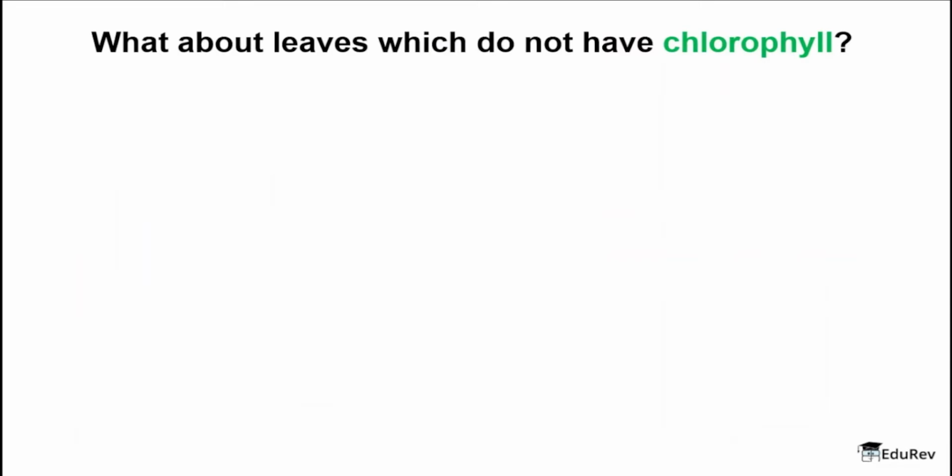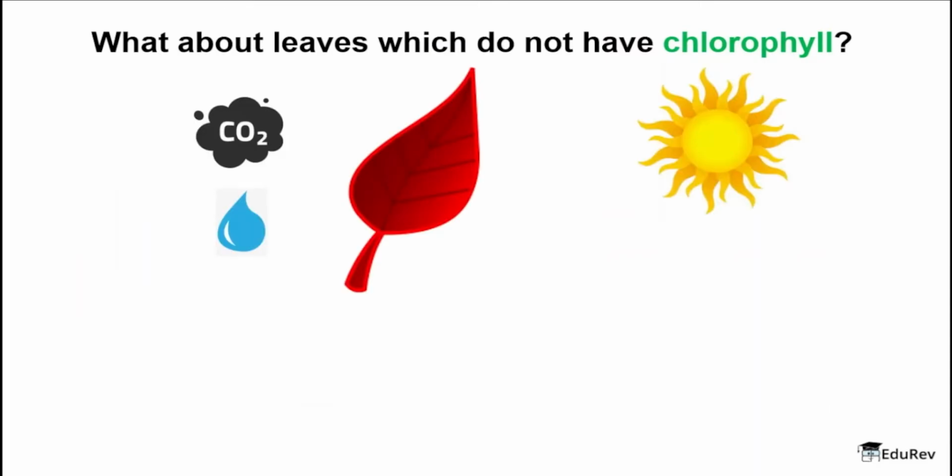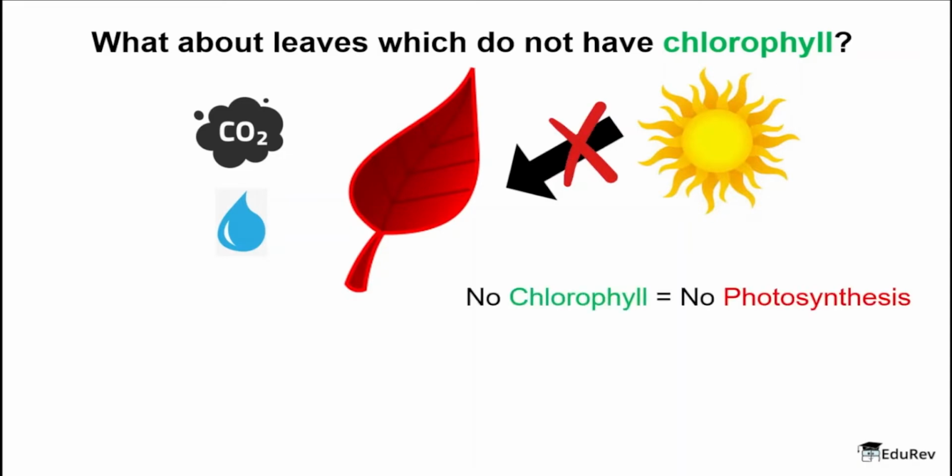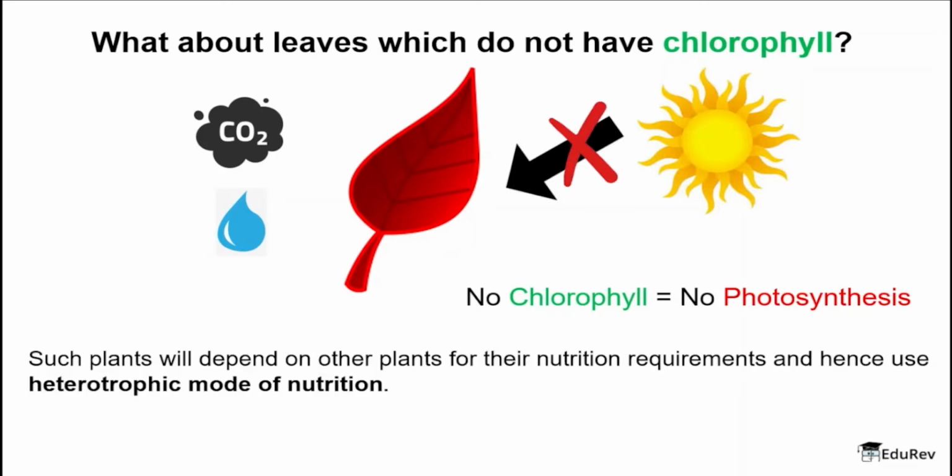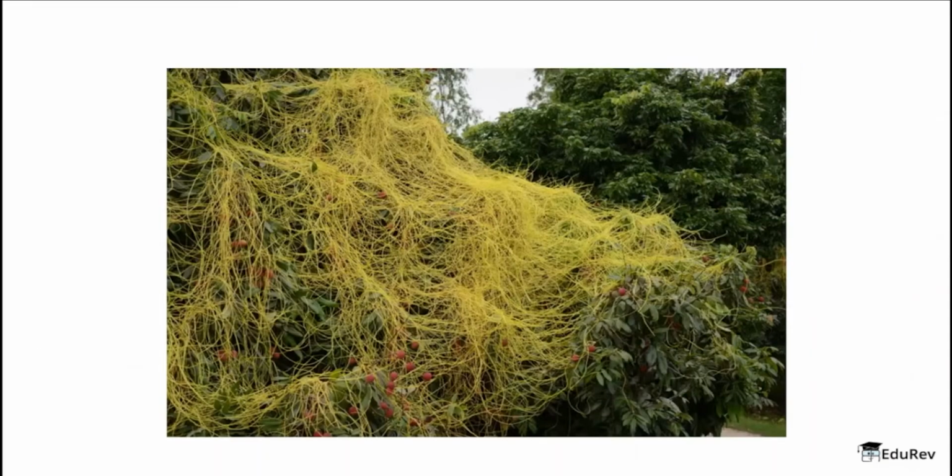But what about the leaves which actually do not contain any chlorophyll? No matter what amount of carbon dioxide, water and sunlight you provide them, because they do not have chlorophyll, they will not be able to trap any kind of sunlight, and hence no chlorophyll means no photosynthesis, and such plants have to depend upon other plants for their nutrition requirements and hence use the heterotrophic mode of nutrition.